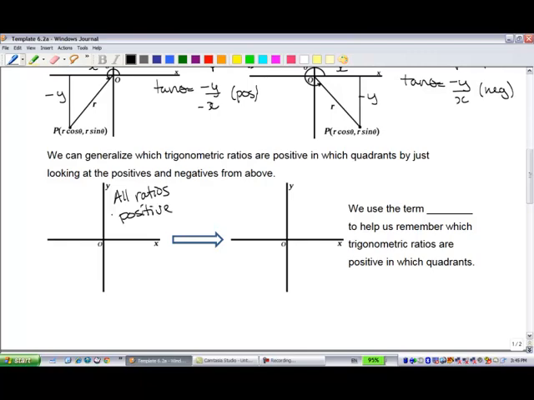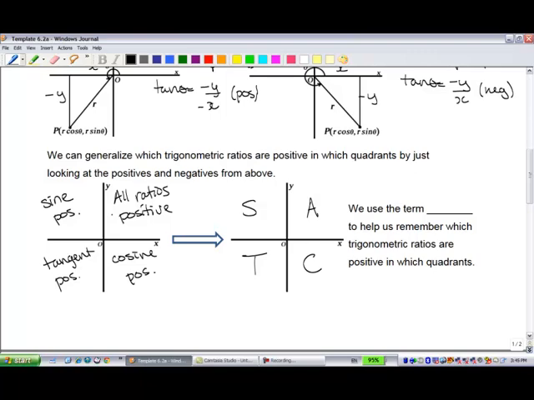Let's maybe just write down which ones are positive. Here's sine, quadrant 2, sine's positive. Quadrant 3, tangent is positive. And quadrant 4, cosine's positive. So let's just shorten that a bit. When I say that all ratios are positive, let's call that an A in there. All of them stands for all. S stands for sine, T stands for tangent, and C stands for cosine.